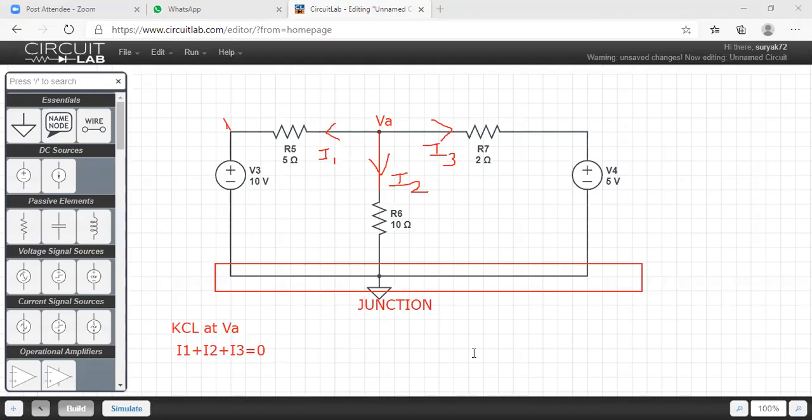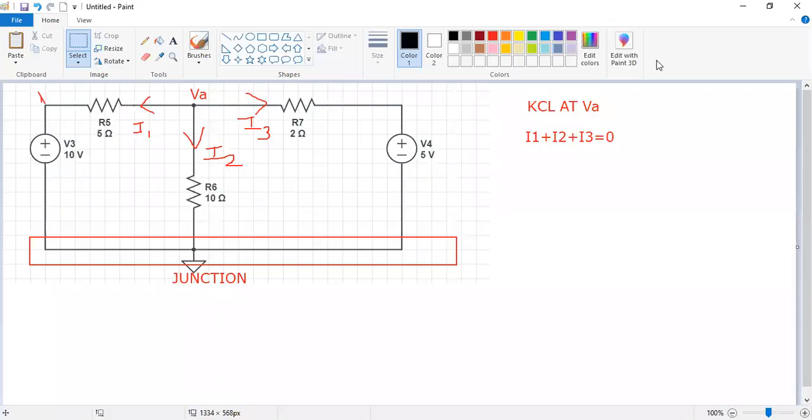Then apply all the formulas here. I have given some formulas for you. So now if you apply KCL at VA, all currents are leaving here: I1 plus I2 plus I3. Then we can apply the formulas. What is I1? I1 is equal to VA minus 0, the difference of potentials here.